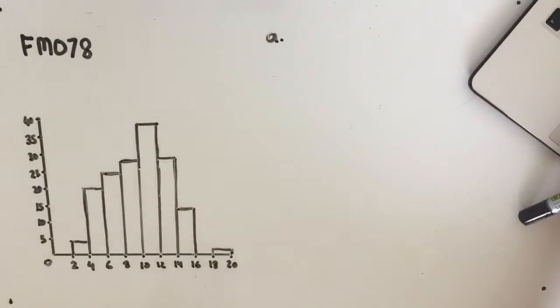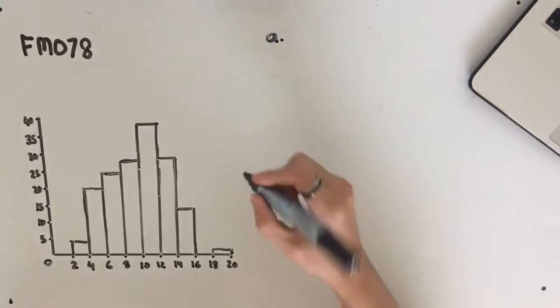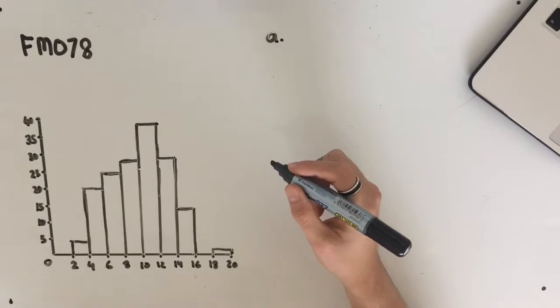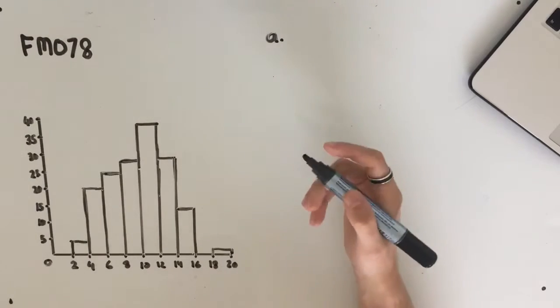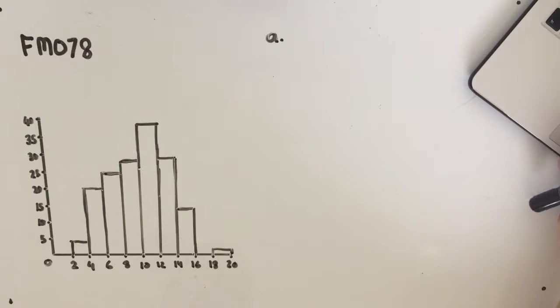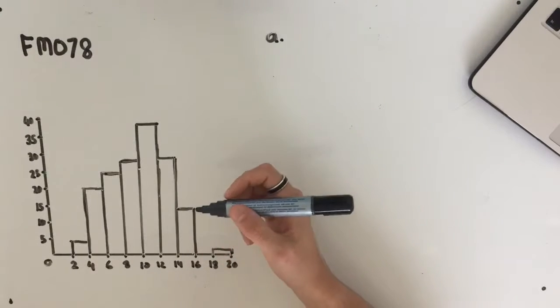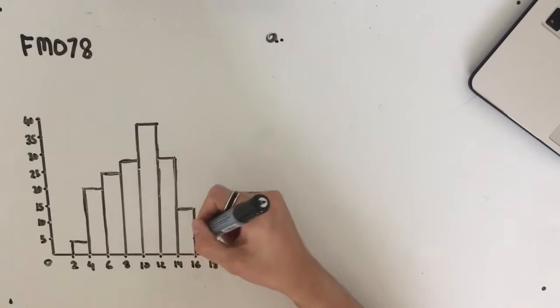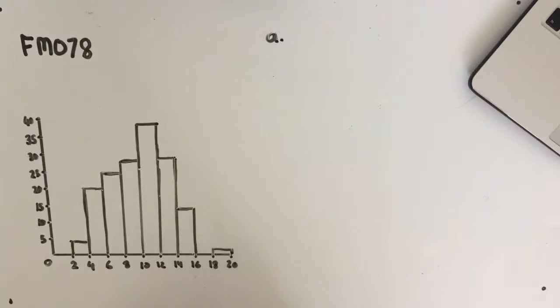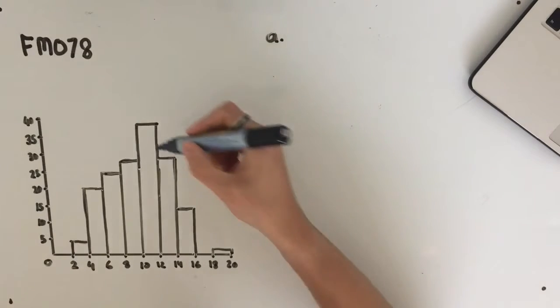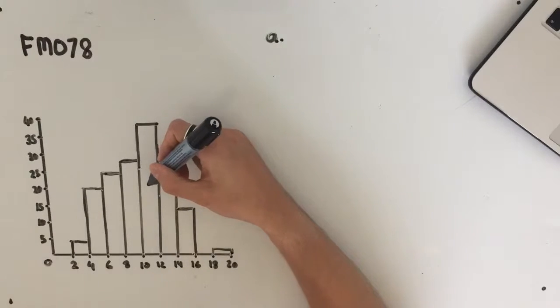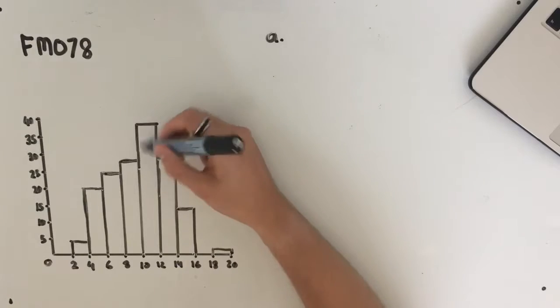So question A is asking, for this distribution, the modal interval is what? So I've got to tell them what the modal interval is. Now, if we're looking for the modal interval in a histogram, that's just the interval that contains the highest frequency, whether that's percentage or just frequency in terms of counting. And we can see here that it's this interval here, the 10 to 12 year interval.